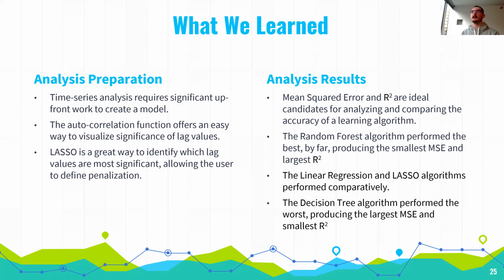From an analysis perspective, we found that mean squared error and variance are ideal candidates for analyzing and comparing the accuracy of a learning algorithm. We found that Random Forest algorithms performed the best by far, producing the smallest mean squared error and the largest variance. We found that linear regression and Lasso algorithms performed comparatively well. And surprisingly, we found that decision tree algorithms performed the worst, producing the largest mean squared error and the smallest variance.